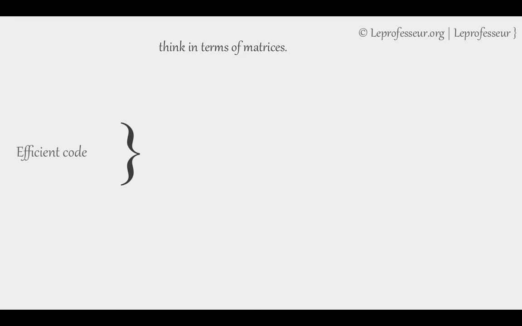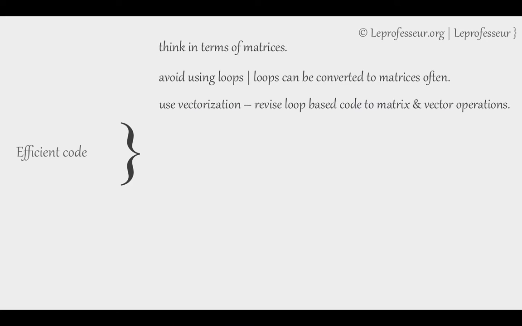First of all, always think in terms of matrices. Then avoid using loops as far as possible. That's another key point. The loops in many cases can be converted to matrices. Use the vectorization techniques. What does it mean? That you revise your code which involves the loop and convert it to matrix and vector operations.